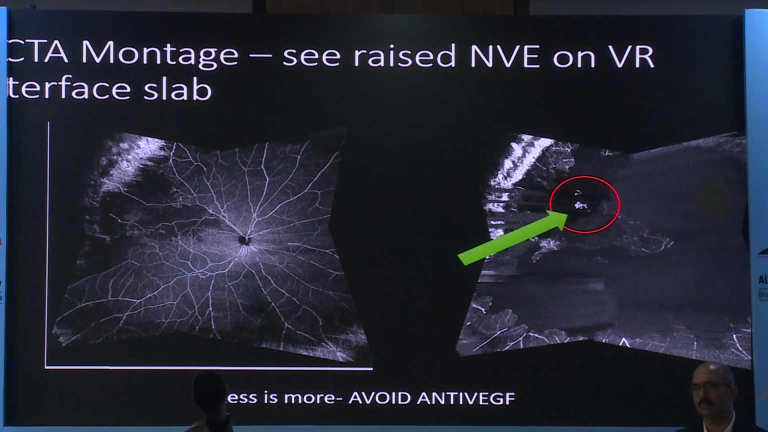You can just slice one aspect of it and know what's going on there, not what's going on in the choroid, not what's going on above. Unlike a fluorescein angiography, which you can see just one section, it's like a 2D, it's looking at the top of the cake. But here you can slice the cake and see what's going on in the intervening layers. So you can see the raised NV on the VR interface slab here.